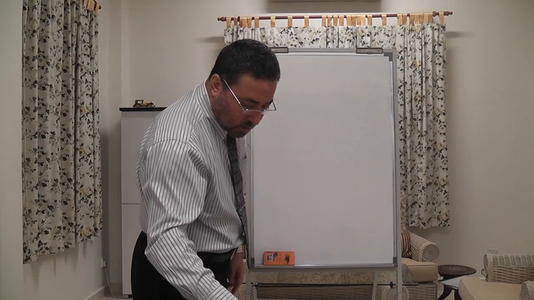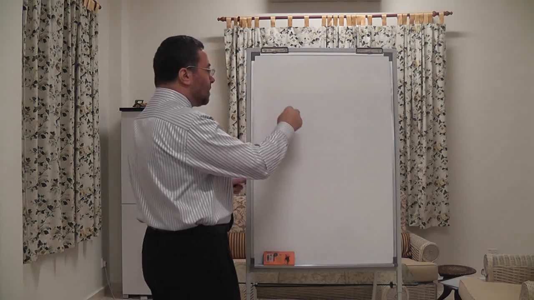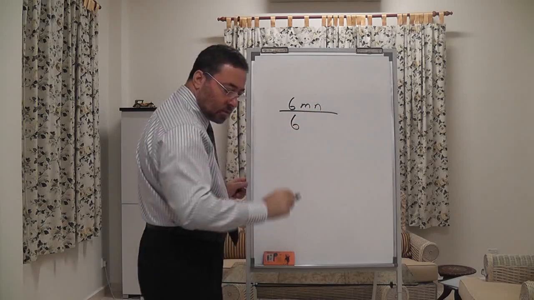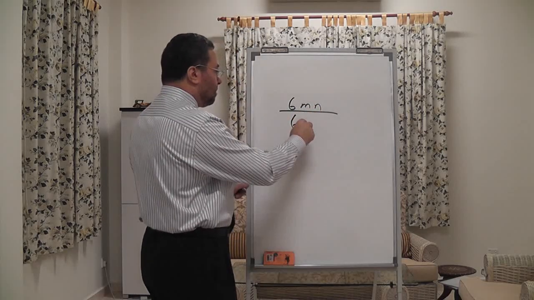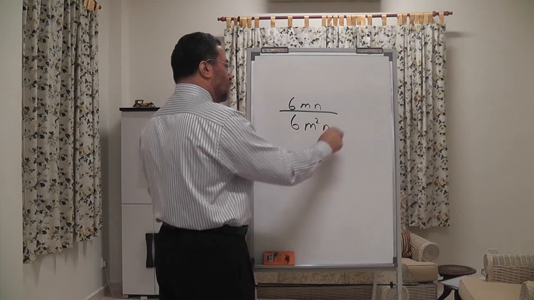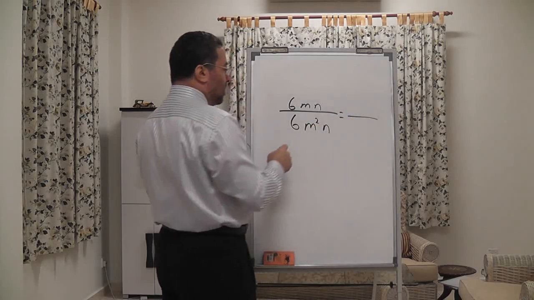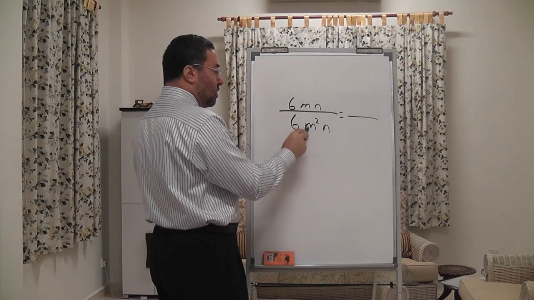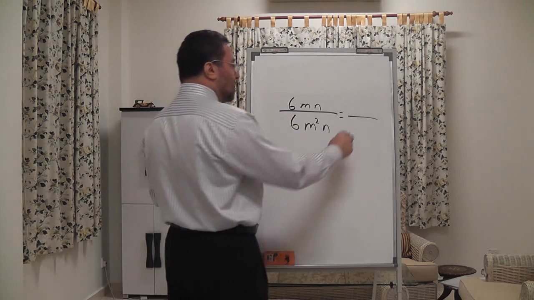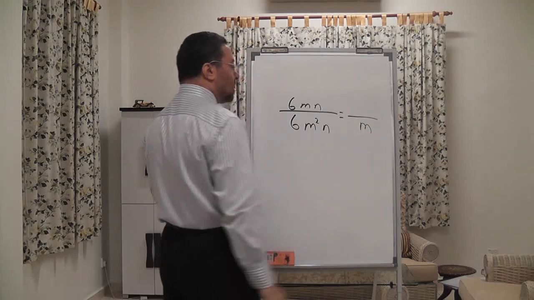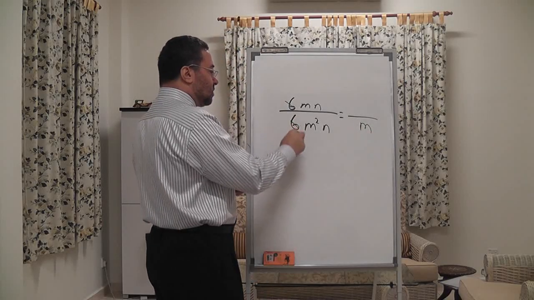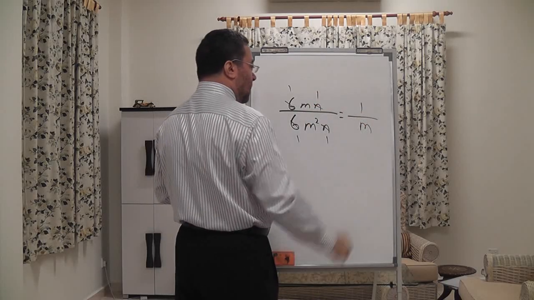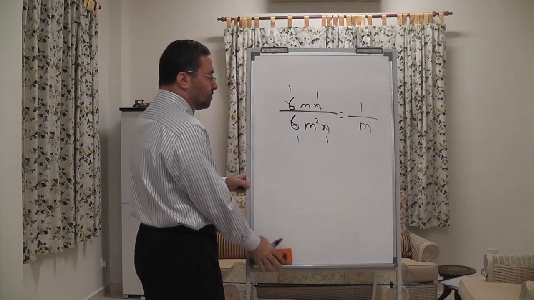Number 10, 6mn over 6m squared n. Here we have in the numerator, the m has a lower power than the m squared, so we are going to get m in the denominator. The 6 cuts with the 6, and the n cuts with the n, and we get 1 in the numerator.